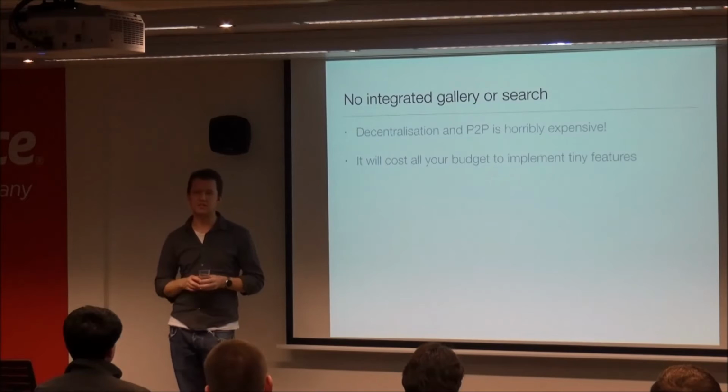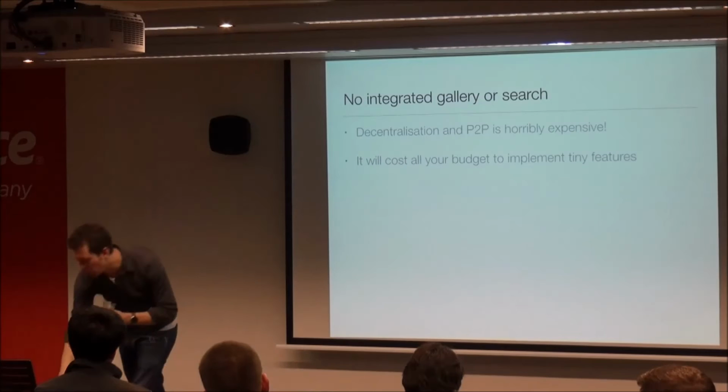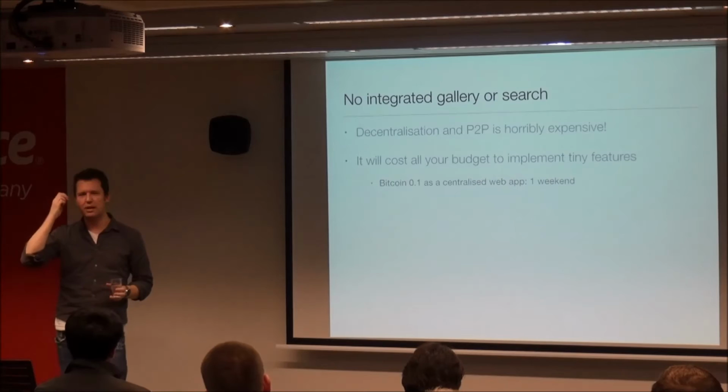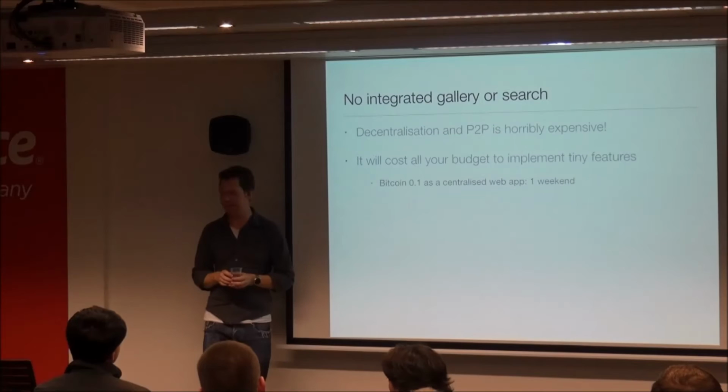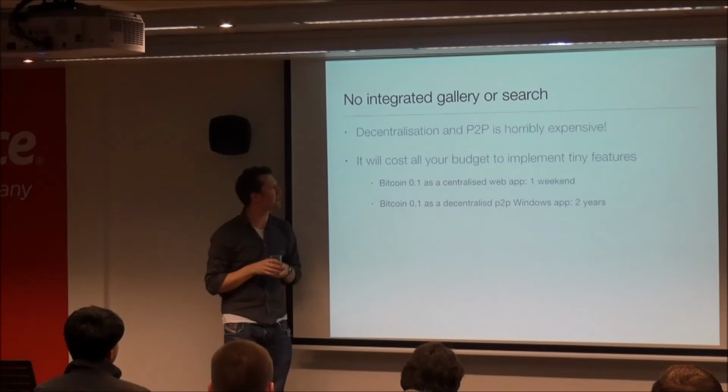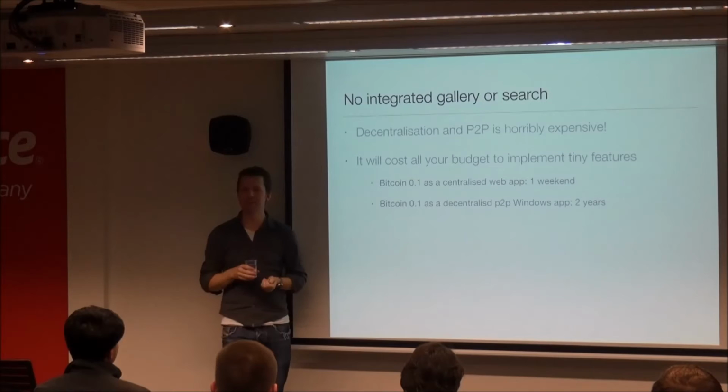So the main reason not to do an integrated gallery or search, I put an example here. Bitcoin 0.1, how many did anyone here use the very, very first version of Bitcoin ever released? Yeah, Chris, one guy. So Bitcoin 0.1 was a Windows-only desktop app, and it had functionality that you could implement as a web app in one weekend, right? Or it would be like my first web app, something you would use to learn programming as a student.